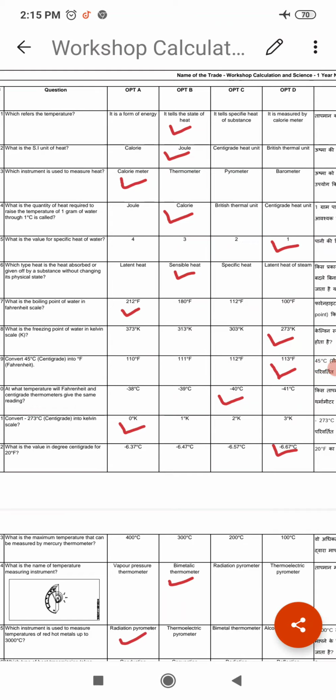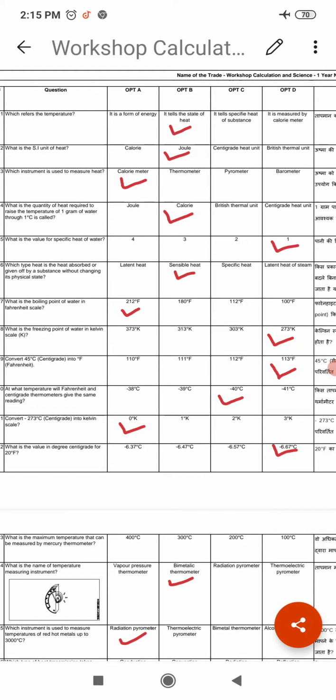Next, convert 45 degree centigrade into Fahrenheit. Its answer is 113 degree Fahrenheit. Next, at what temperature will Fahrenheit and centigrade thermometers give the same reading? It's minus 40 degrees centigrade.